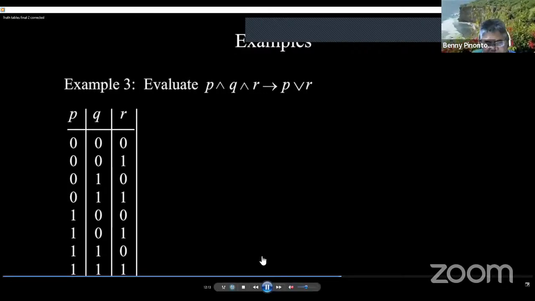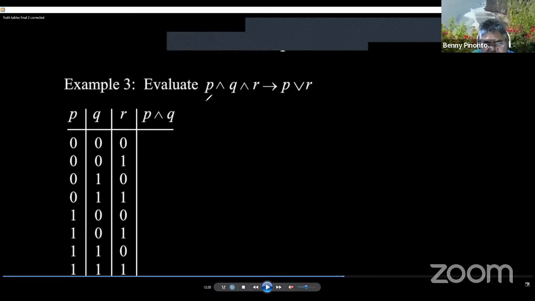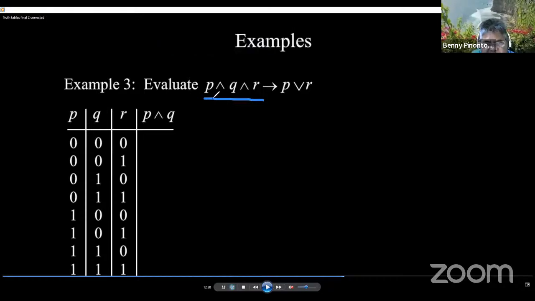Okay. Then the next one, you're going to process this. Because we don't have this all at the same time, we have to do it in parts: this one first, and then next this and R.